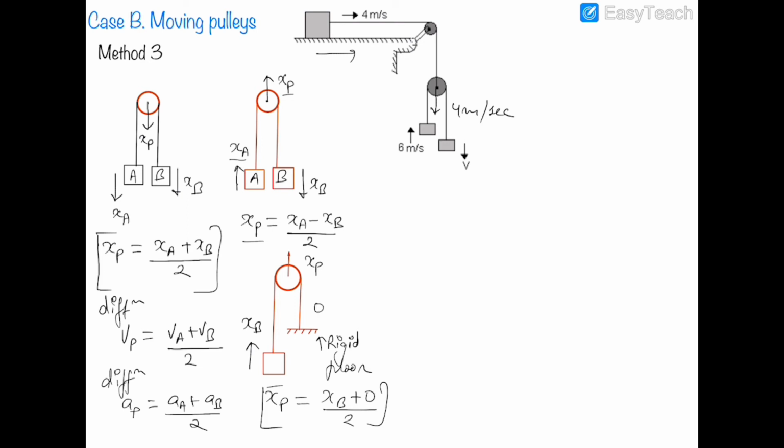So if one end of the rope is connected to any rigid support, then we have to take the displacement of that support to be 0. Now this is the basic concept of method 3, that a pulley moves by an average distance of both the blocks on its either sides.